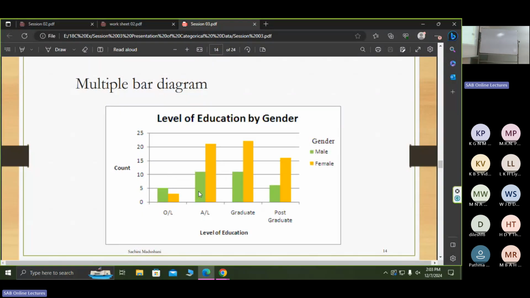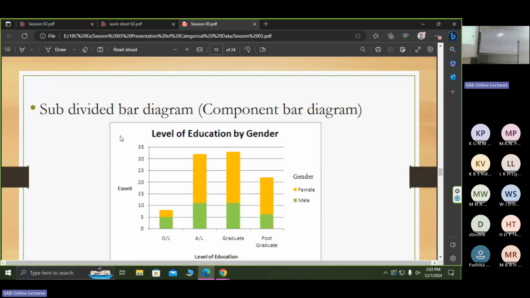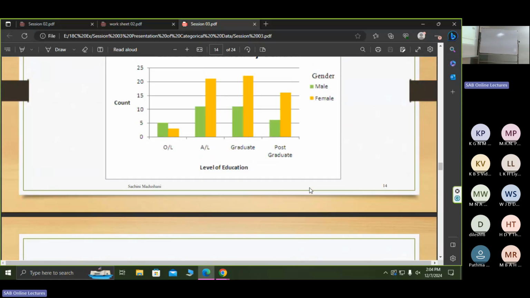Okay? Then if we need to do the comparison between these main categories, we can move to the subdivided bar diagram. The other name is component bar diagram. Okay? Using the subdivided bar diagram or component bar diagram, we can also display more than one categorical variable using one chart. The other thing here is, the height of each bar represents what? The frequency value of each level of education category.